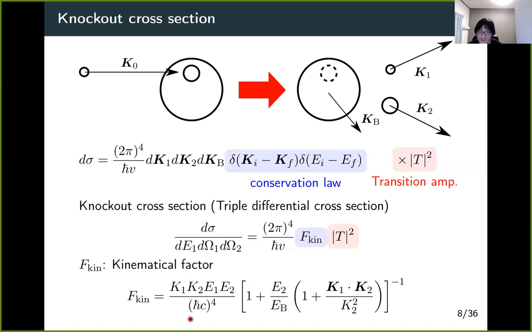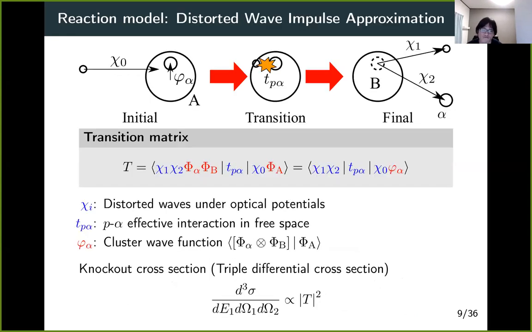And there's a kinematic factor coming from this conservation law, and we have a T squared. This is the transition amplitude squared, which is equivalent to the scattering amplitude. So what we have to do is to calculate this T matrix. And to do that, what we employ is the distorted wave impulse approximation framework.